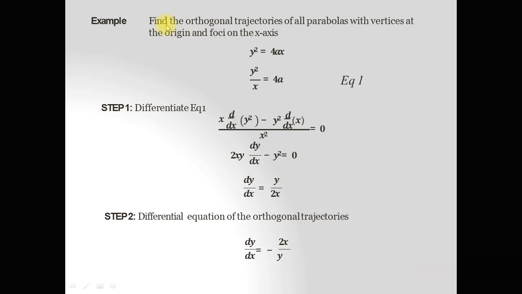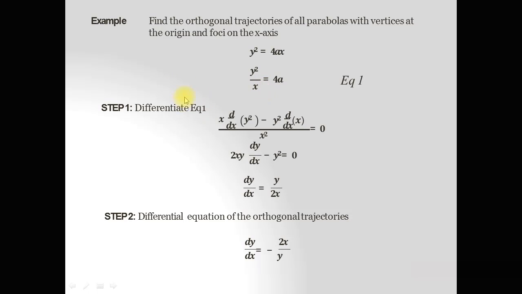Now another example. Find the orthogonal trajectories of all parabolas with vertices at the origin and foci on the x-axis. y square is equal to 4ax. This is the given equation, and it can be written, dividing both sides by x, as y square divided by x is equal to 4a. This is equation number 1.